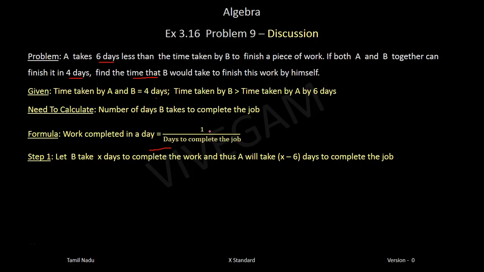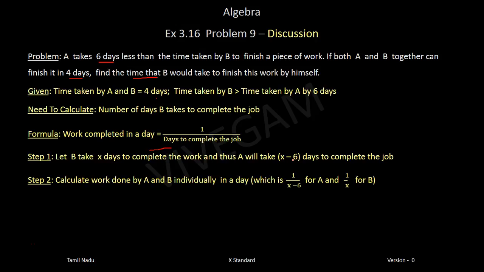Now, what is asked? We are asked to find the time B would take. So let B take X days to complete the work. And thus A will take 6 days less, right? So X minus 6 days to complete the job. Because he says A takes 6 days less than the time taken by B. Here we are saying B takes X days, so A will take 6 days less than this. So A will take X minus 6 days.